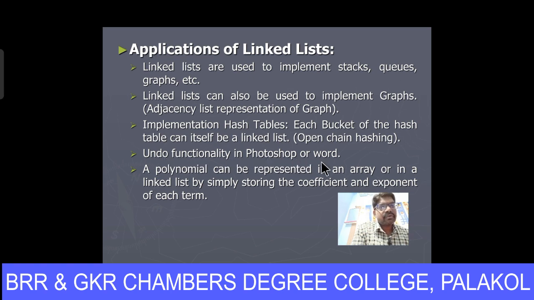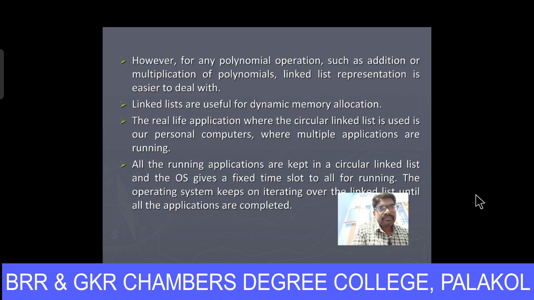Undo functionality in Photoshop or Word: in Word there is a shortcut key, Control plus Z, that is called the undo operation. An undo application can be developed with the help of a linked list. Any polynomial can be represented in an array or a linked list by simply storing the coefficient and exponent of each term. For polynomial operations such as addition and multiplication, the linked list representation is easier to deal with. Linked lists are also useful for dynamic memory allocation, since allocating and deallocating memory is very easy.